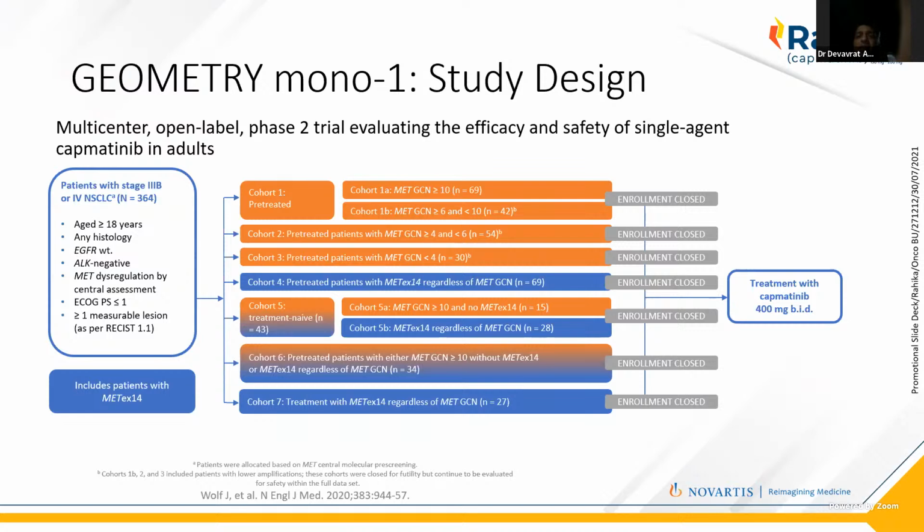Cohort 5, again, they were now treatment naive. 5A was MET gene copy number of more than 10 and no MET exon 14. 5B was MET exon 14 skipping regardless of MET gene copy number. And then there were the post-marketing cohorts, cohort 6 and cohort 7. All of these patients received capmatinib at a dose of 400 milligrams twice a day. Next slide, please.